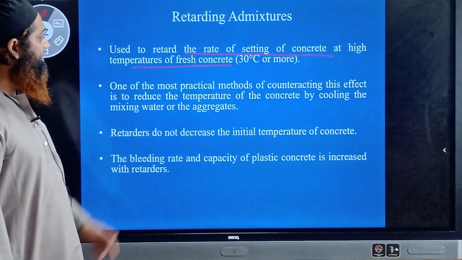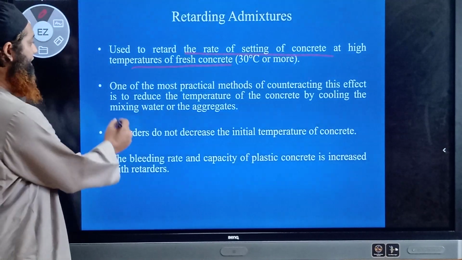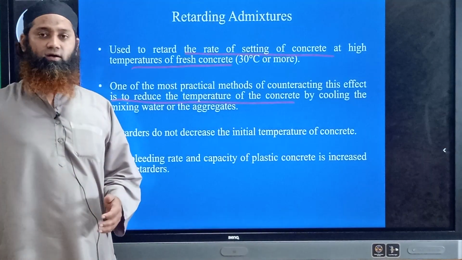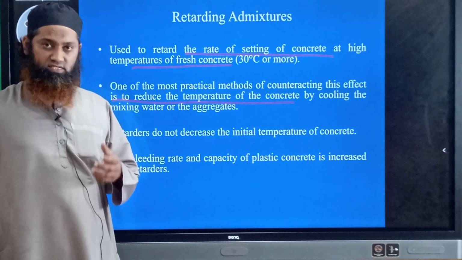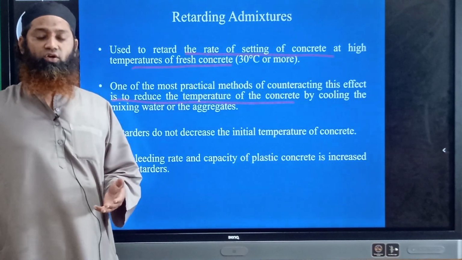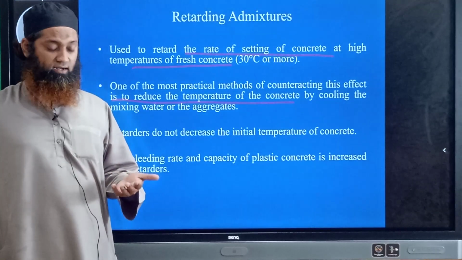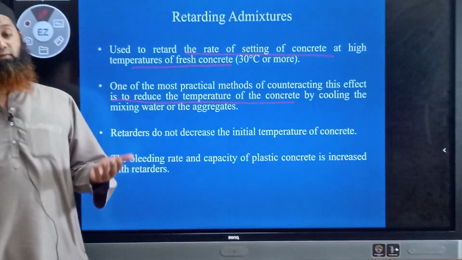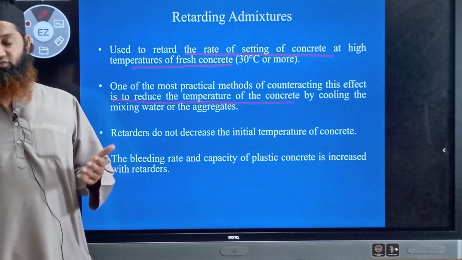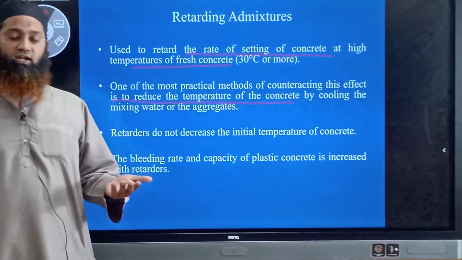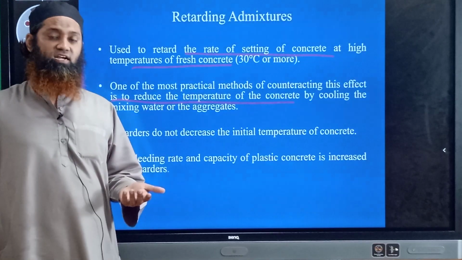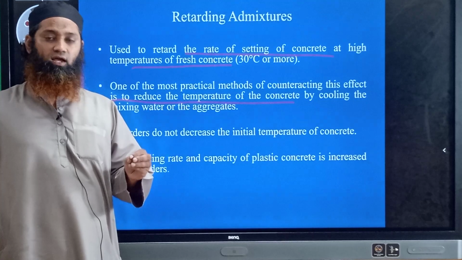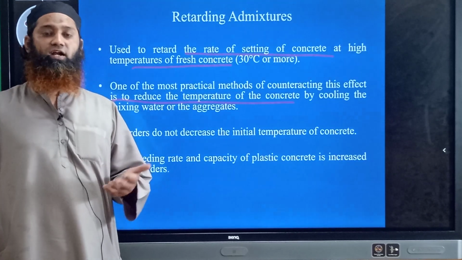One of the most practical methods of counteracting this effect is to reduce the temperature of the concrete. When the temperature already increases because of different materials getting mixed into the concrete, basically there is cement, there is hydration of cement also. Then, if we are replacing the cement with mineral admixtures such as silica fume, fly ash or other materials, when these materials also react with the cement, the temperature of the concrete also increases.